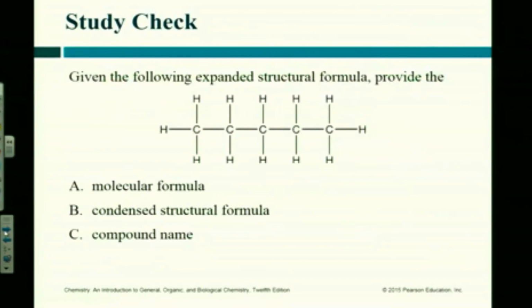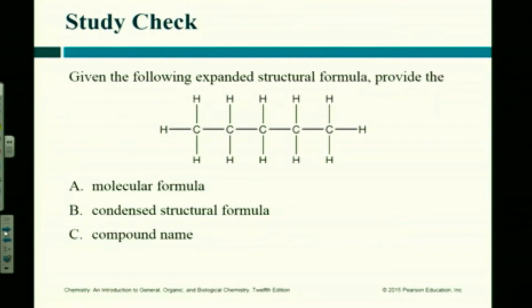Now, this is the expanded structural formula for, let's give the name of this before you guys give me these 2 things. What's the name of this? Who said it? Over here. It's pentane, right? Why pentane? 5 carbons, right? So it's pentane, there's only carbon and hydrogen, there's 5 of them, it's all single bonds, it's pentane.